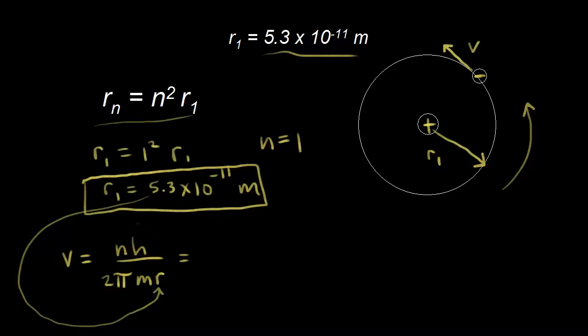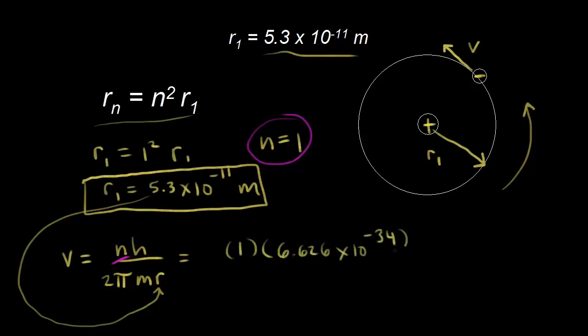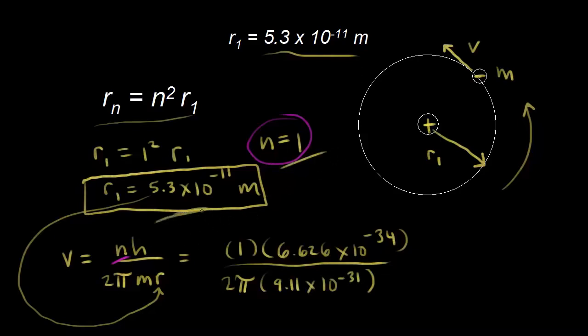So we said n was equal to 1, so we're going to plug in a 1 to here, right? So the velocity is equal to 1 times Planck's constant, 6.626 times 10 to the negative 34, divided by 2 pi times m, and we're talking about the electron, right? So m was the mass of our electron, which is 9.11 times 10 to the negative 31st kilograms. And finally, for n is equal to 1, this was our allowed radius. So we can plug this in for our radius, 5.3 times 10 to the negative 11.